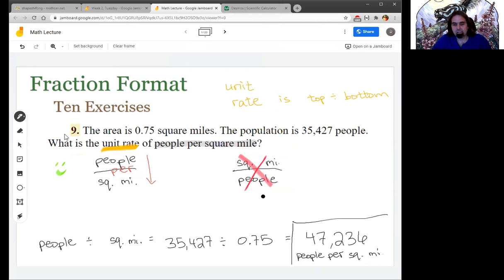Does it make sense that when I divide by something less than 1, it gets bigger? Yes, we talked about that a bunch earlier today. If just part of a square mile had this many people, if we had a whole square mile, there would be more.